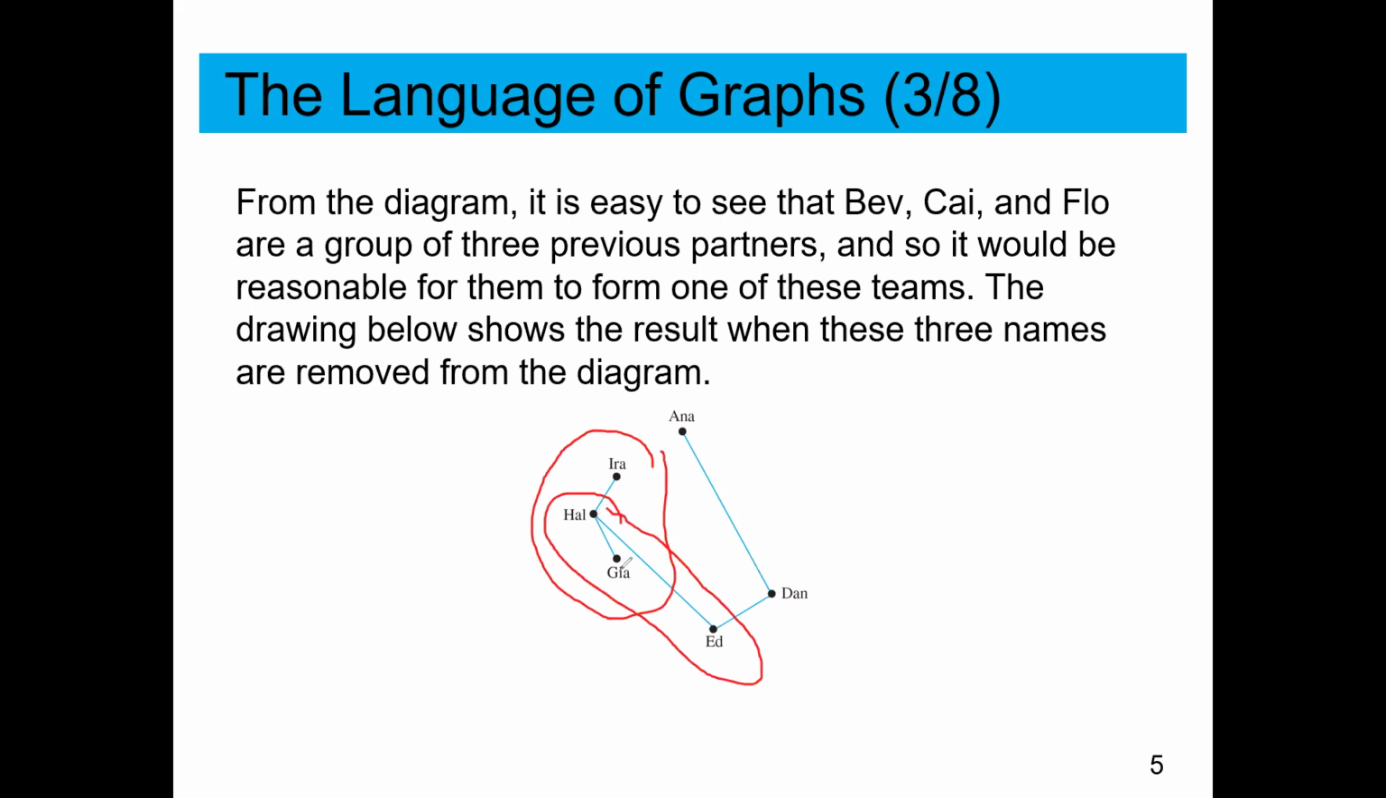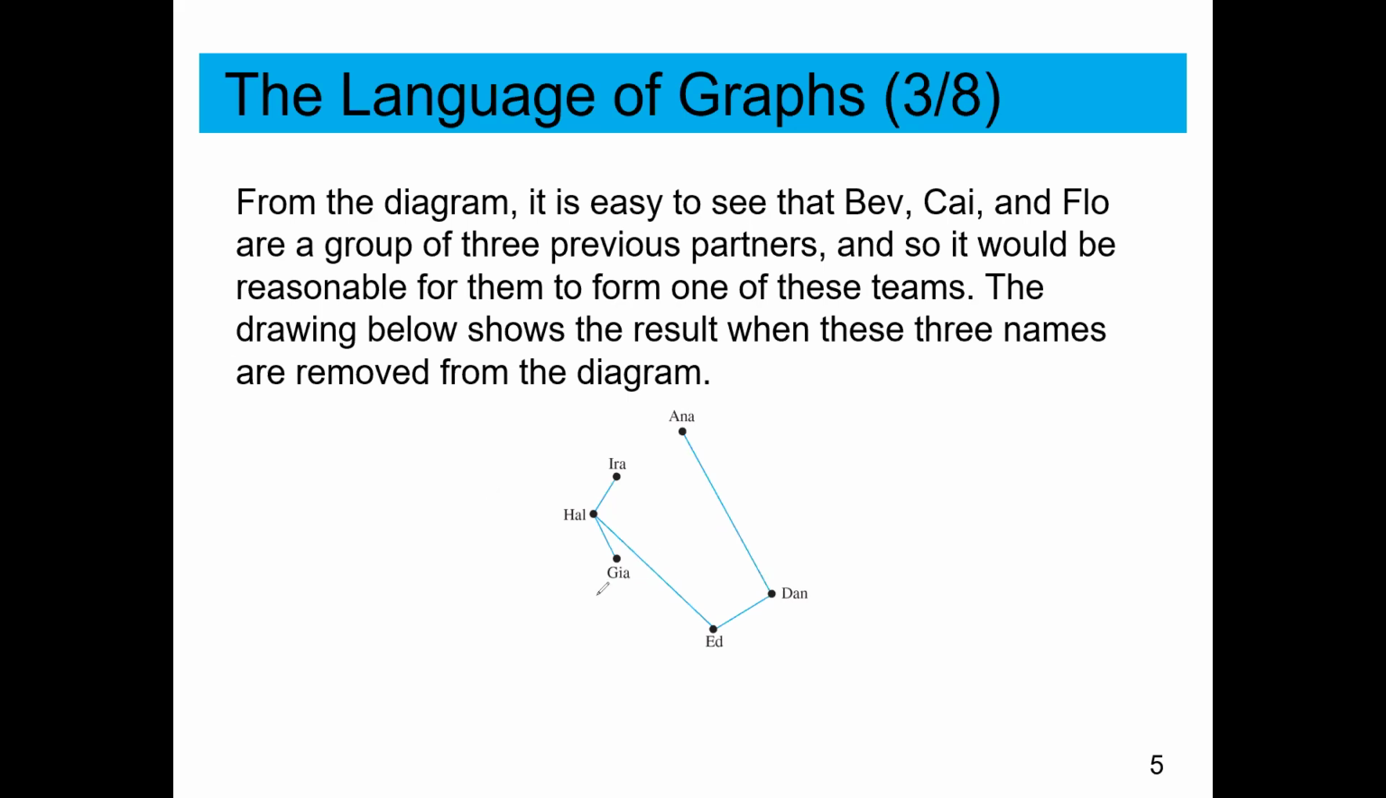If I do these 3, because Hal has worked with both of them, then you immediately notice that Ira is left all by herself, because if I put her in a group with Anna and Dan, as great as they might be, she's never worked with them, or at least never successfully. I don't like that problem. So let's get rid of that case.